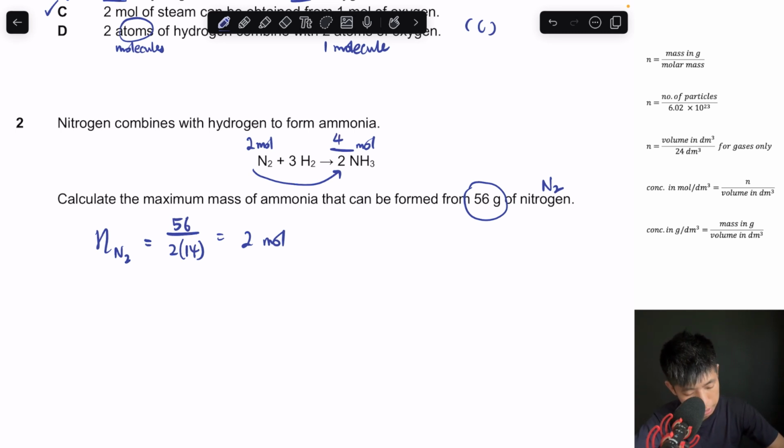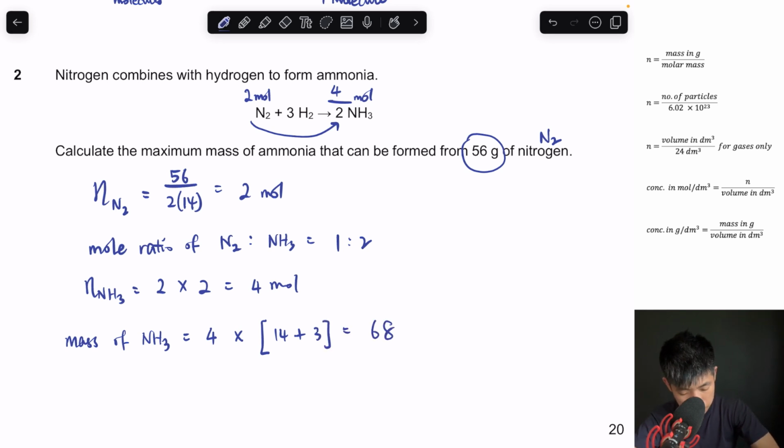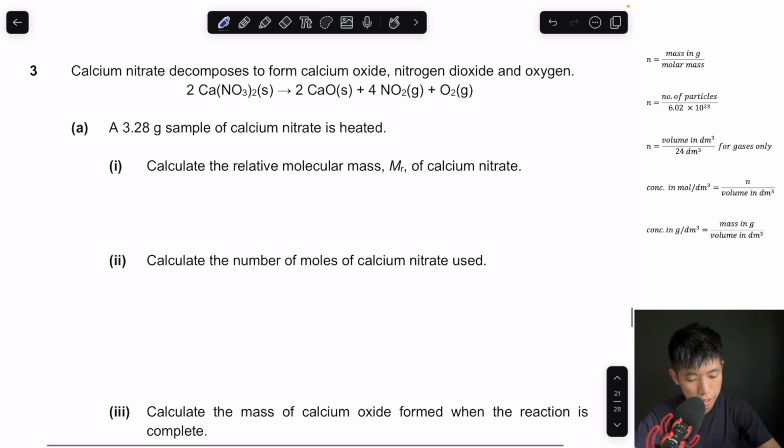How do you present it? You can say mole ratio of N2 to NH3 equals 1:2. So that means if I have 2 moles of nitrogen, right, I will have how many moles of ammonia? 4. Okay. Next, mass of ammonia will be equal to 4 times the MR of NH3. So you should have 68 grams. Right, try the next question.